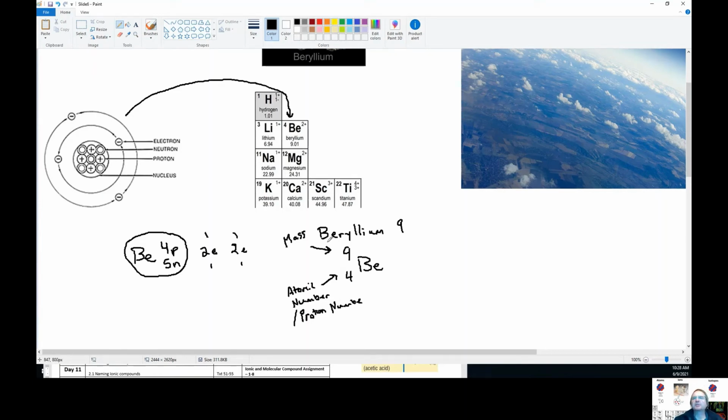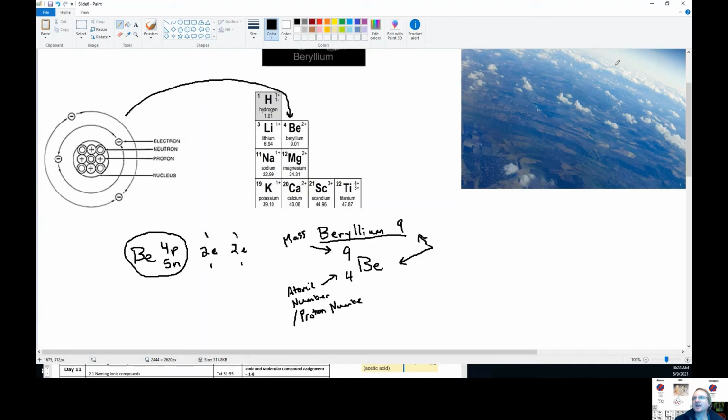So you need to be able to read something that says beryllium 9 and then write this. You need to be able to do that. When you read this, you know how to write that right there. You're going to need your periodic table, right? That's going to help you out. Going to help you figure out. Always refer back to your periodic table.